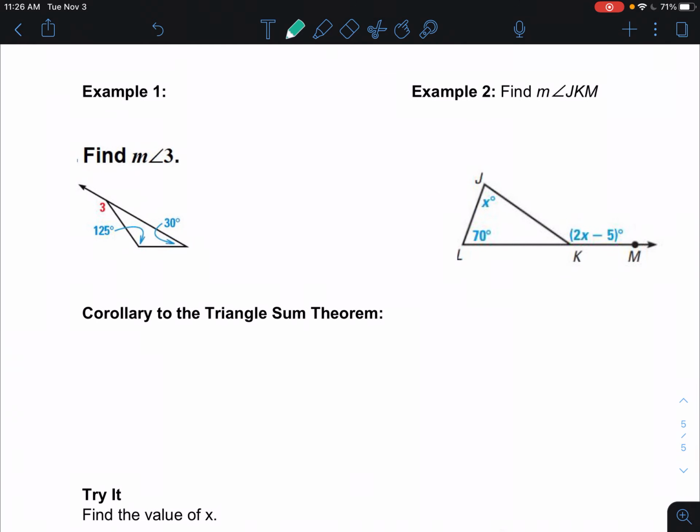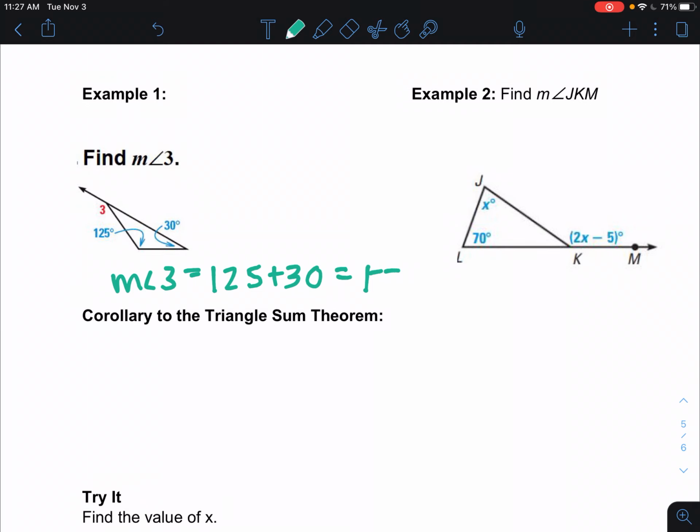All right, so let's figure out, what does this mean? So in this example, it wants you to find the measure of angle 3. Well, we just talked about how the exterior angle is equal to the sum of the measures of the two non-adjacent interior angles. I think an easier way to phrase this is the opposite angles in that triangle. So 3 is going to be equal to the sum of the opposite angles, the angles all the way across from that in that triangle. So that means that the measure of angle 3 equals 125 plus 30, which equals 155 degrees.